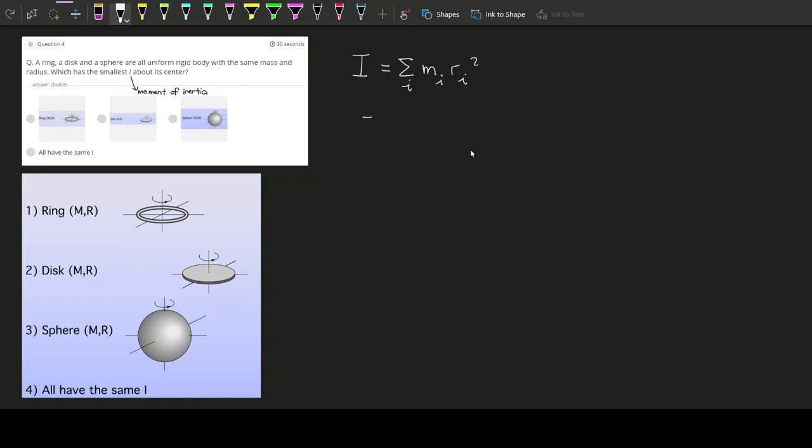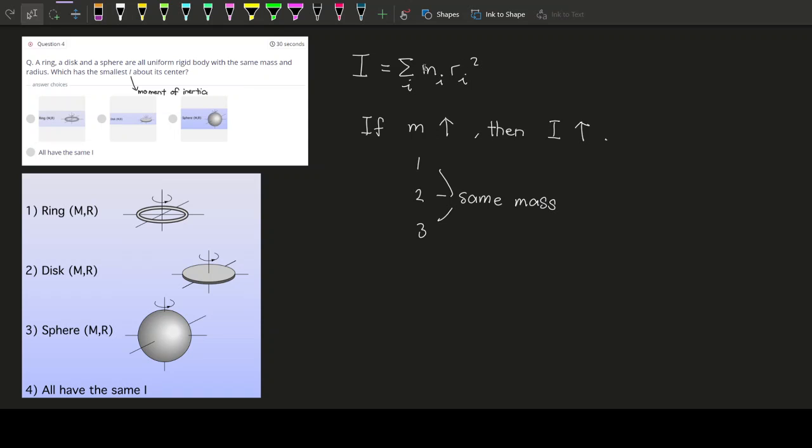So if the mass increases, then your moment of inertia will increase. But if you look at these three shapes over here, they all have the same mass. So for 1, 2, 3, same mass. So the m will not affect things. What we care about right now is the r.